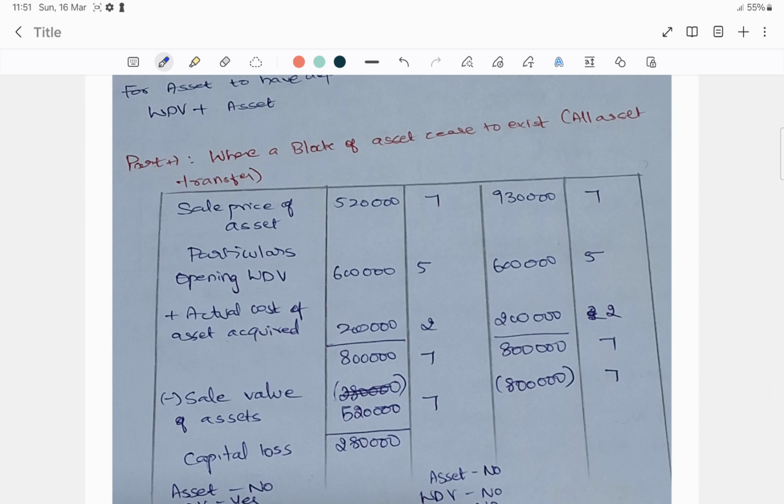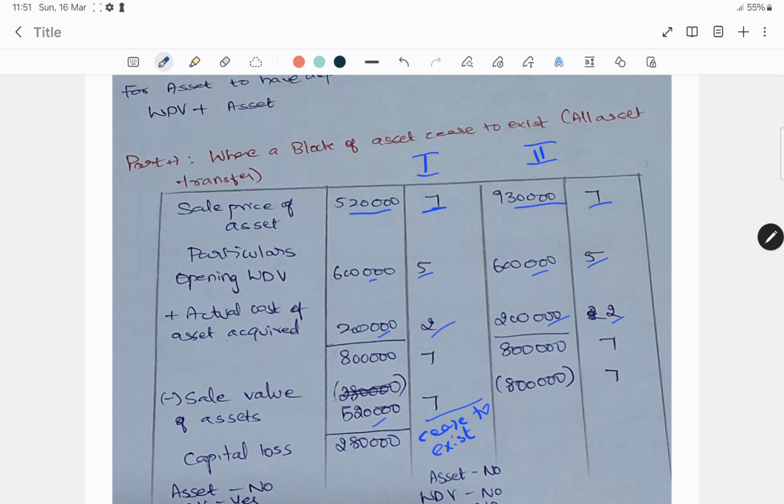In case 1, the sale price of the asset is 5,20,000 and 7 assets are there, and in case 2, the sale price of the asset is 9,30,000 and 7 assets are there. Opening WDV is 6 lakhs with 5 assets in both cases. Actual cost of asset acquired is 2 lakh with 2 assets in both cases, total 8 lakh and 7 assets. Now the sale value is 5,20,000 and the assets sold are 7. The block has ceased to exist.